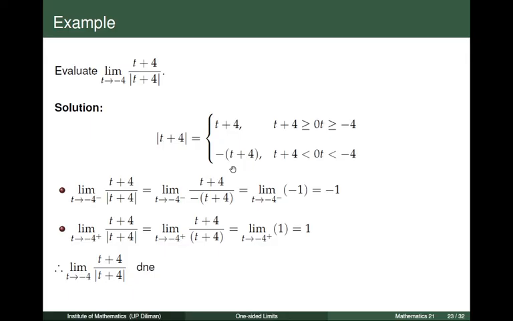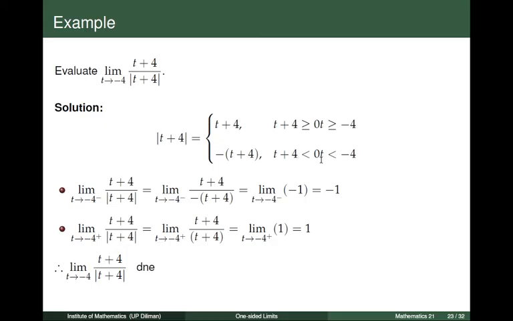And precisely, the absolute value of t plus 4 is t plus 4 when t plus 4 is positive. So in other words, when the number t plus 4 inside the absolute value sign is positive, you can simply drop off the absolute value sign. However, if the number inside is negative, you need to multiply the expression inside the absolute value sign by -1. And so, the absolute value of t plus 4 is equal to negative of t plus 4 if t plus 4 is negative.